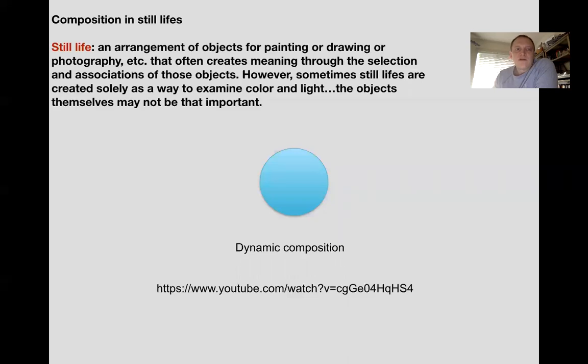So a still life is just an arrangement of objects for painting. And a lot of times still lifes are just stand-ins or excuses for painting if they're just mundane things like cups or cubes. Sometimes they are important things. So different eras of still life are for different purposes.